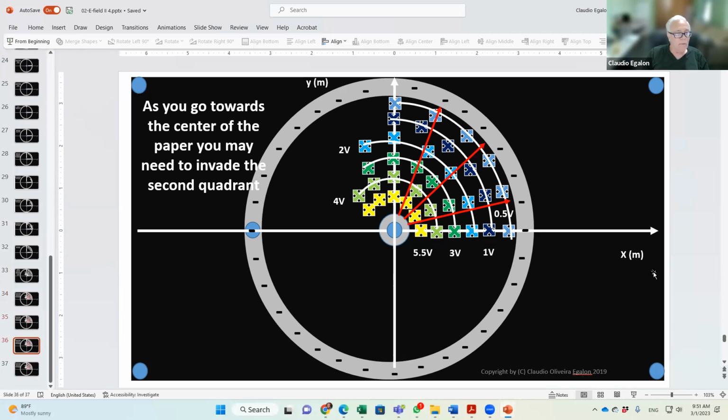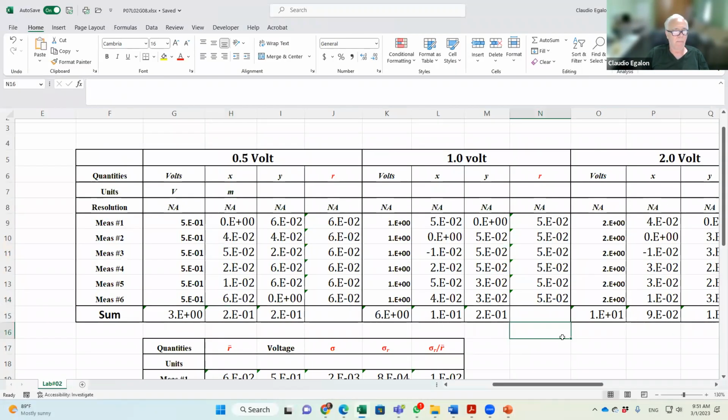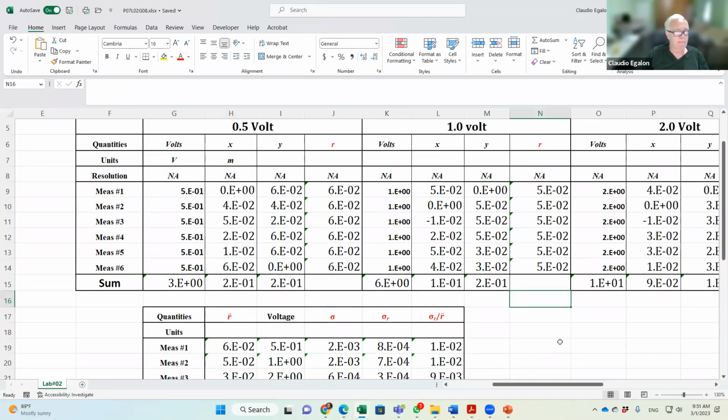Okay, so that's what we have. Let's start plotting those graphs. We're going to do exactly what we did before. Open your spreadsheet right now. There's an equipotential of half. Notice that's not exactly half, right? Because it's very difficult to get exactly 0.500. But that's okay, provided you're close enough.